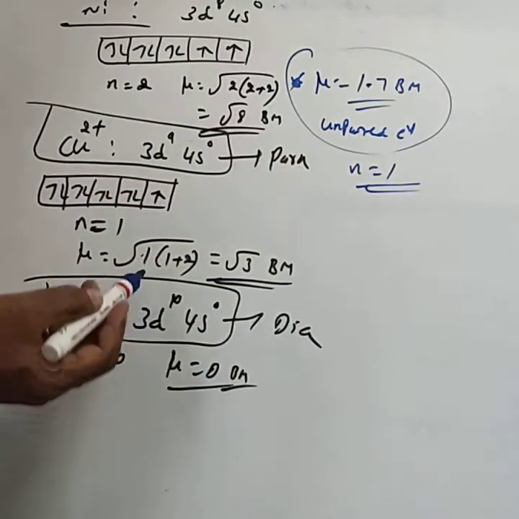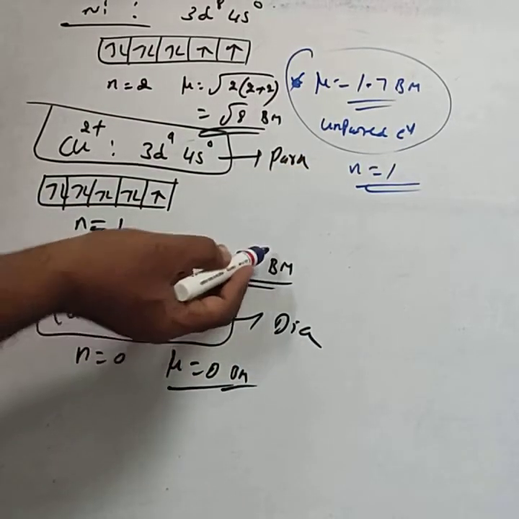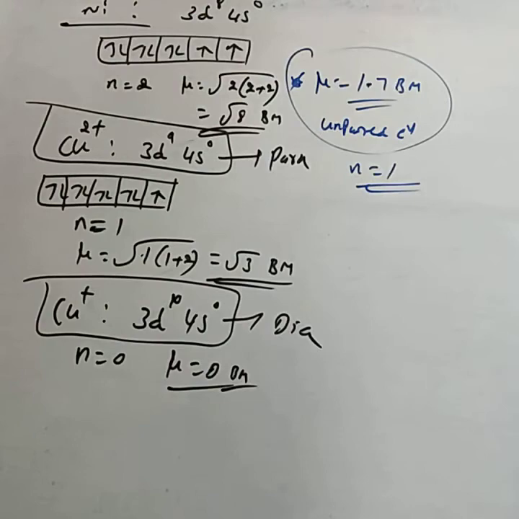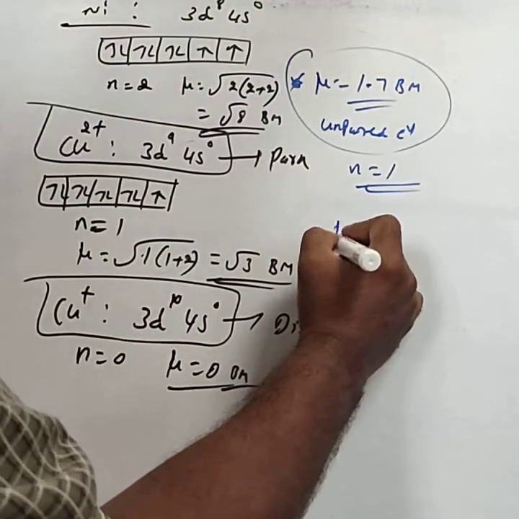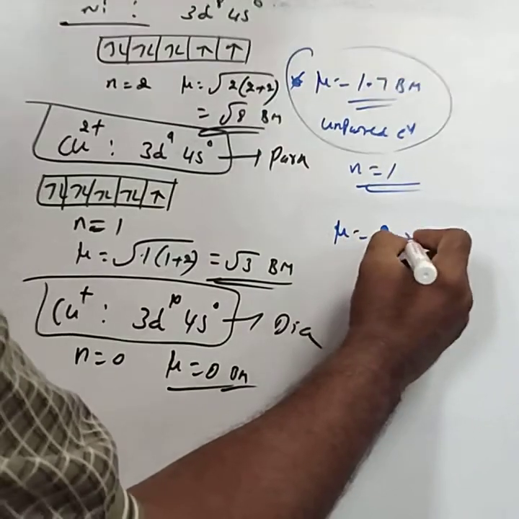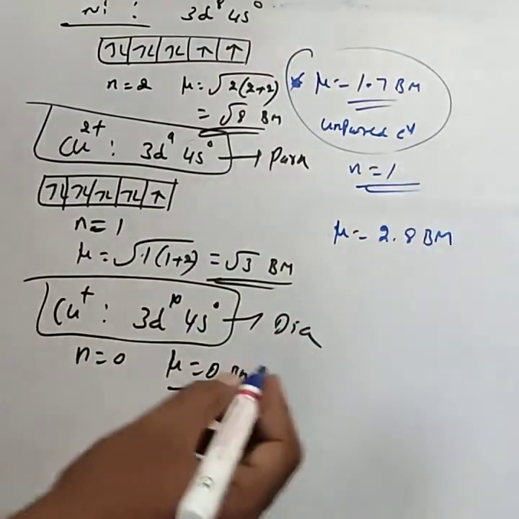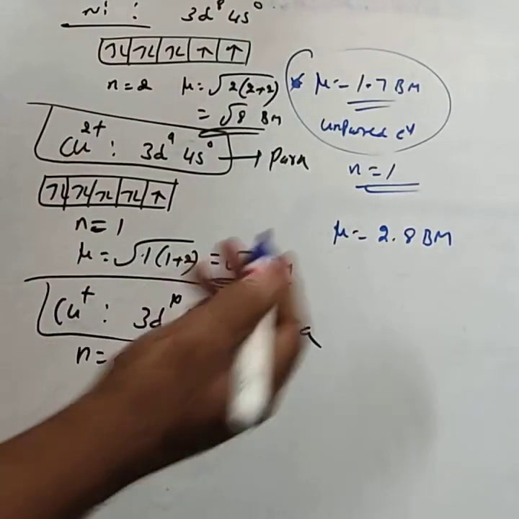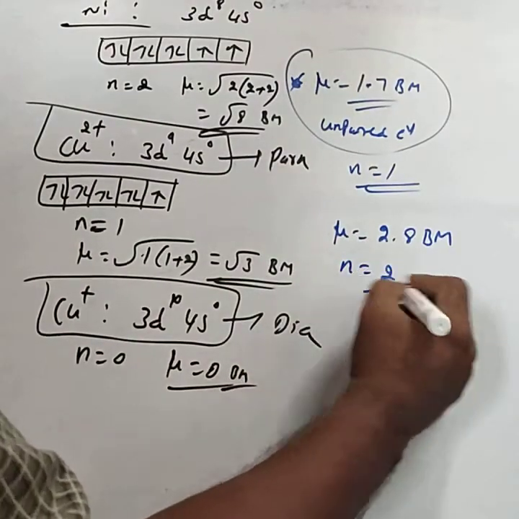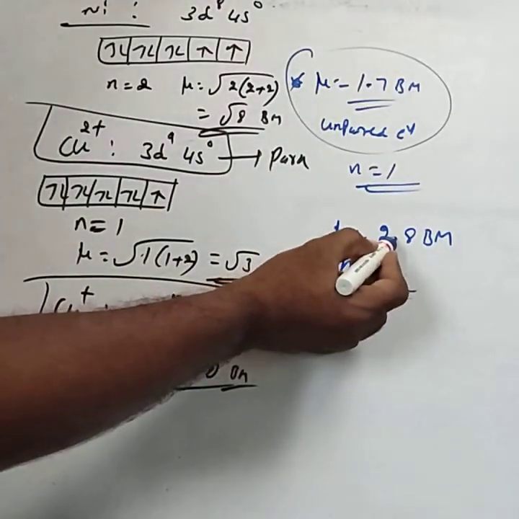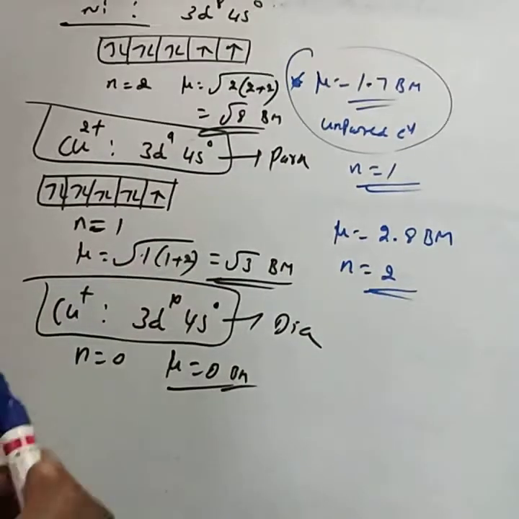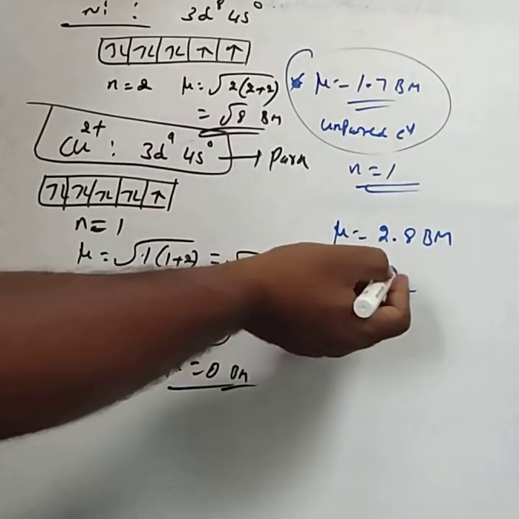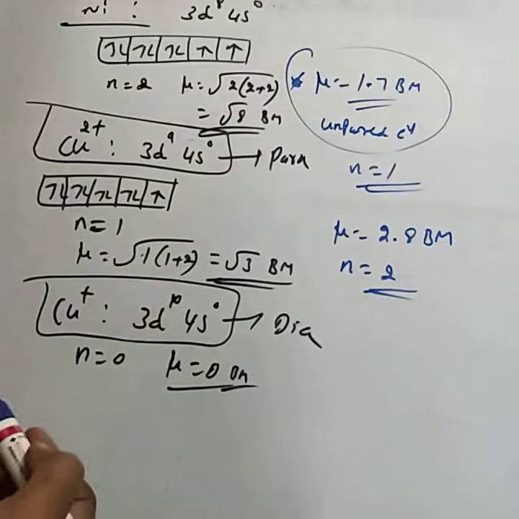If you take n value 1, root 3 value is equal to 1.7 Bohr magneton. Similarly, you practice other examples. For example, magnetic moment equals 2.8 Bohr magneton. How many unpaired electrons are present? Directly you can write n value equals 2. Based on this magnetic moment, if they are given 2.8, then n value equals 2. You calculate that n value 2, you get only 2.8 Bohr magneton.